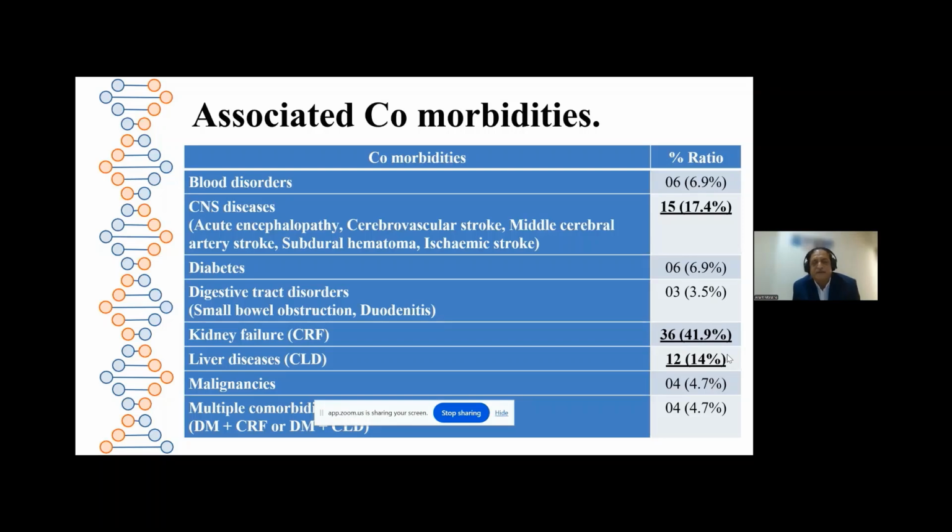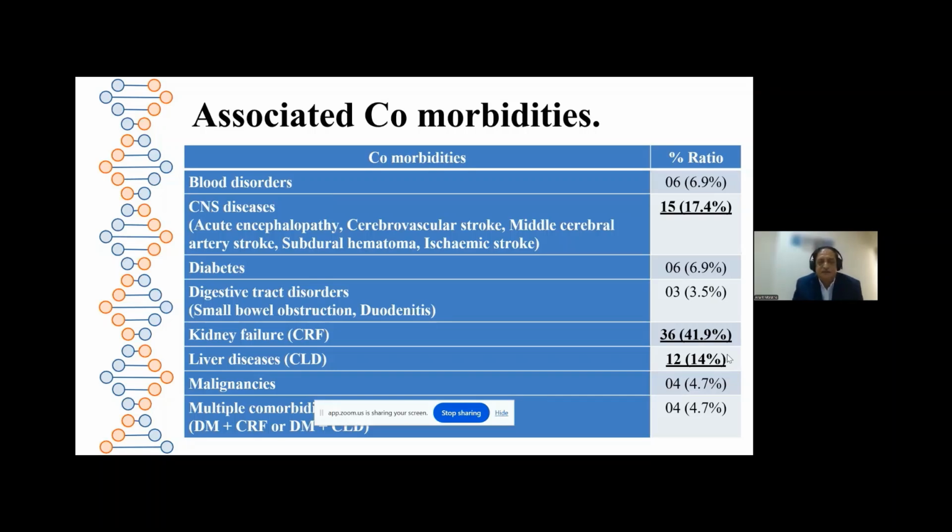We found that the kidney failure or CRF patients were more prone to get BSI, like 36.41%, followed by CNS diseases like acute encephalopathy, cerebrovascular stroke, middle cerebral artery stroke, subdural hematoma and ischemic stroke, which was 15%. The blood disorders and digestive disorders like small bowel obstruction were, percentage wise, very minor comorbidities. And for liver disease, there were 12 patients who had liver disease and suffered from Enterococcus BSI.